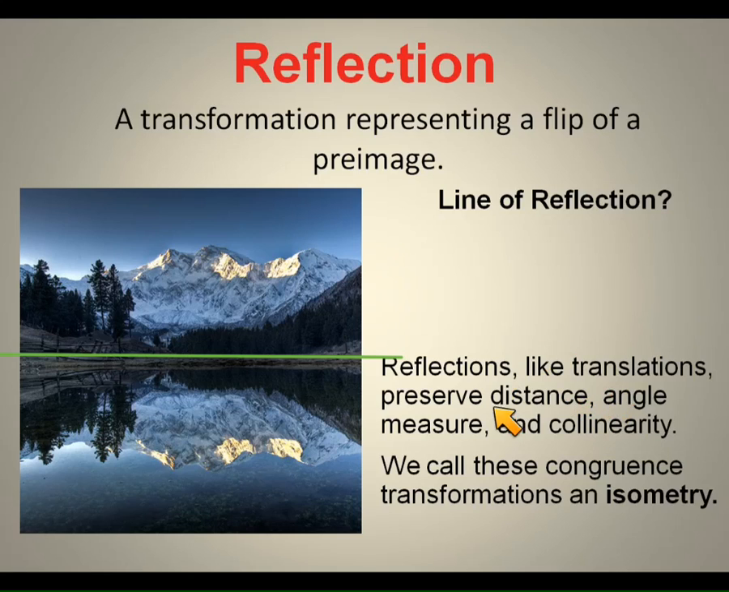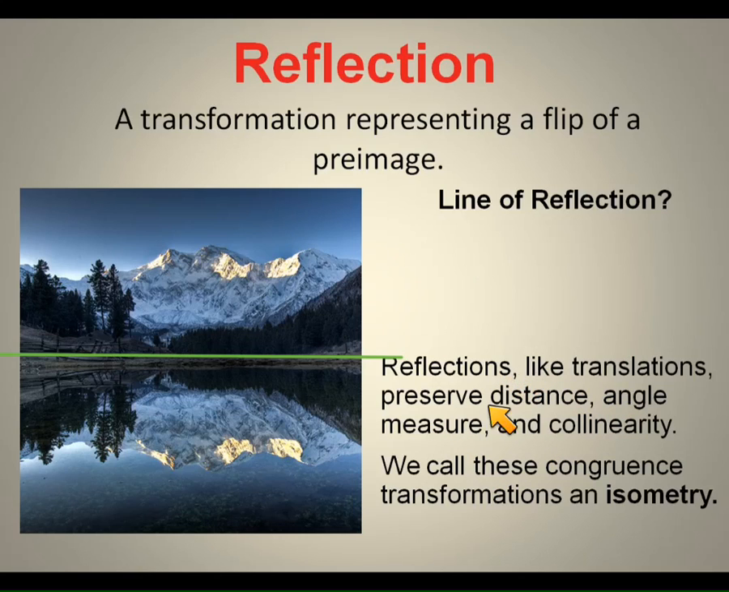Reflections, just like translations, which we haven't talked about yet, we'll come back to that, preserve distance, angle measure, and collinearity. What that means is when I flip an image, the distance between the points stays the same, the angle measures of all the angles stay the same, and all the points that were collinear are still collinear after I reflect it. That's what it means to preserve these things.